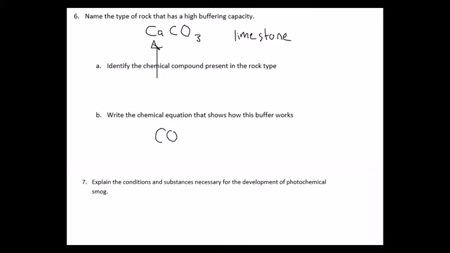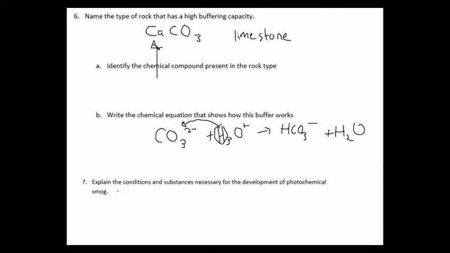So I showed how it's that carbonate ion. It reacts with our acid, and it takes a hydrogen from the acid, and then you end up getting HCO3 minus and H2O. So it turns H3O plus into H2O, so it gets rid of the acid in solution.